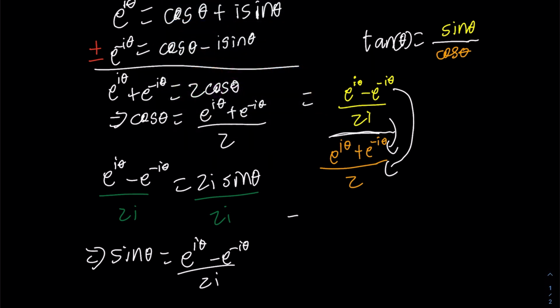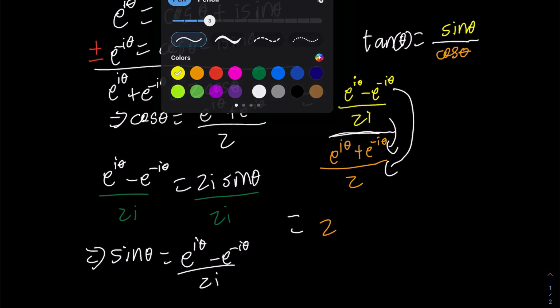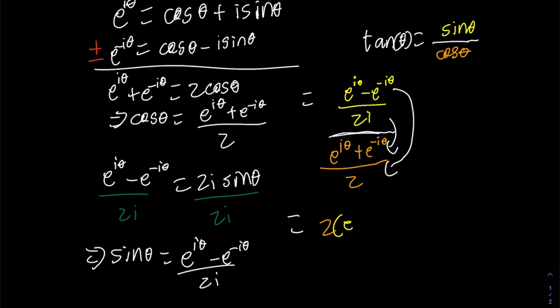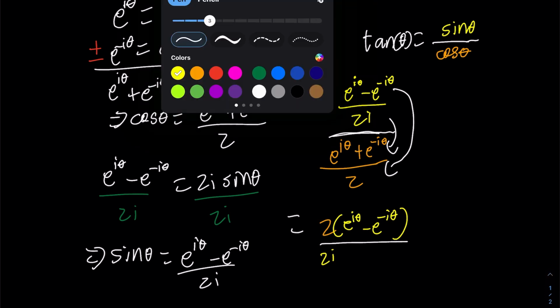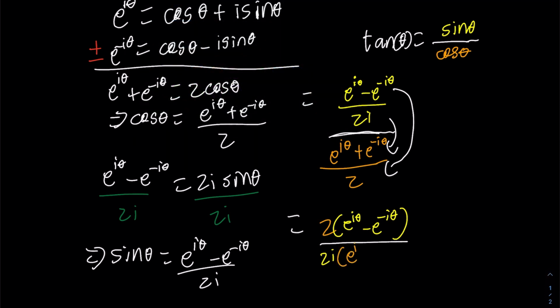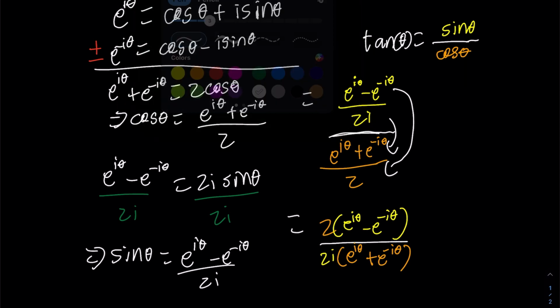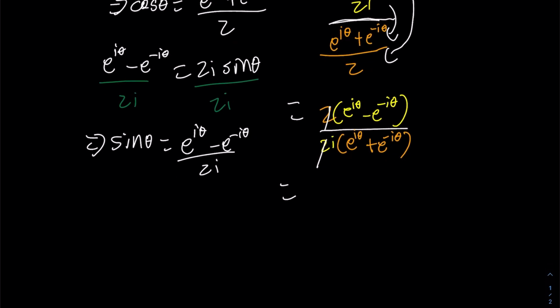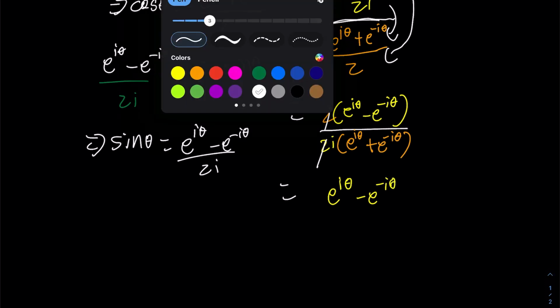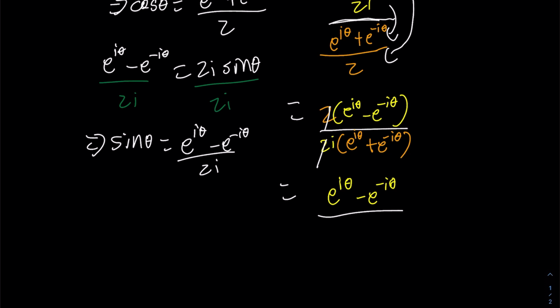So here you'll see that we get the 2 being multiplied by the quantity from the complex sine, e to the i theta minus e to the minus i theta, and that is all going to be divided by the denominator from the complex sine, which is 2i, all being multiplied by e to the i theta plus e to the minus i theta. So what we'll see here is that this 2 and this 2 will cancel. However, we still have an i in the denominator, so we'll just have e to the i theta minus e to the minus i theta, and that's all over the i, which is here, and then multiplied by this.